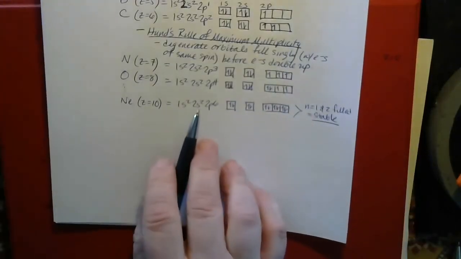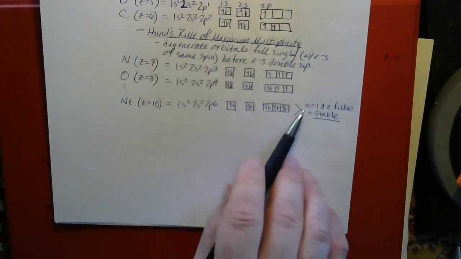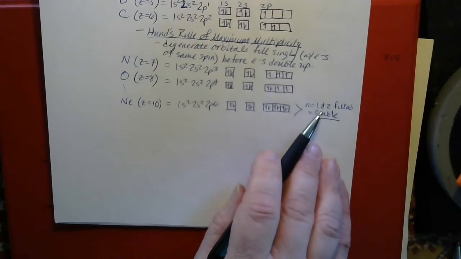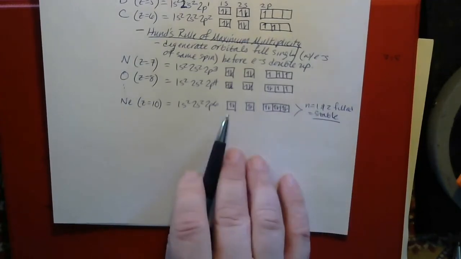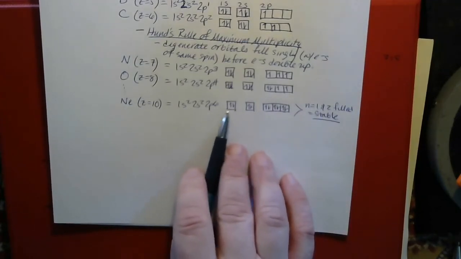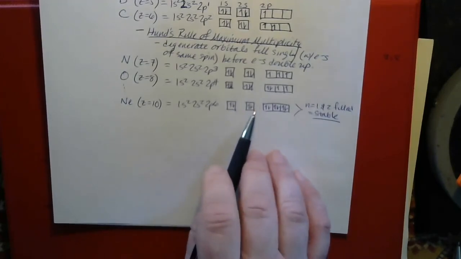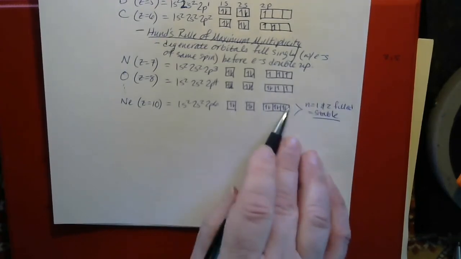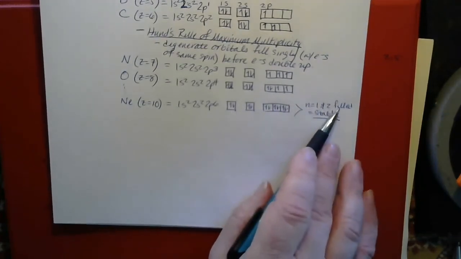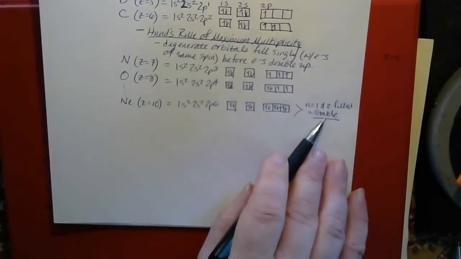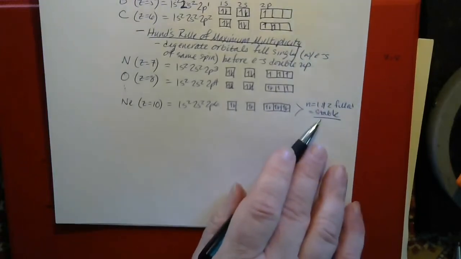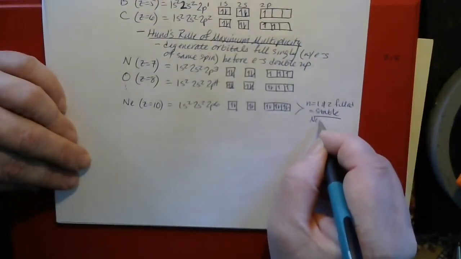Turns out when you have entire shells that are completely filled, that results in a great deal of stability for an atom or an element. Here we filled up n equals 1 because remember n equals 1 consists entirely of that single s orbital. That's filled. We filled up n equals 2, which consists of an s orbital and 3 p orbitals. They're all filled. So we've got 2 completely filled shells of electrons. That means neon is really stable. And neon is one of the noble gases. So that makes sense.